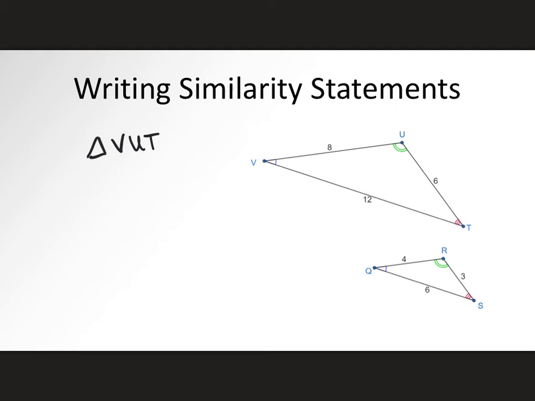And then VT is 12 and QS is 6. Well, 12 is twice as much as 6. So they're all twice as big. All the side lengths are twice as big in VUT. So that's where the proportionality comes in.